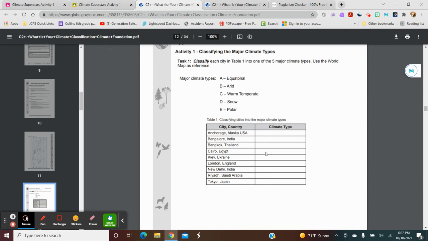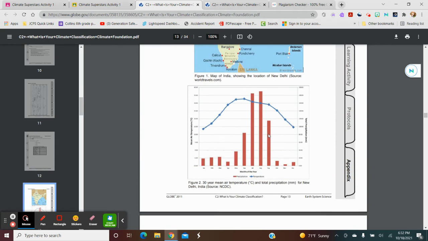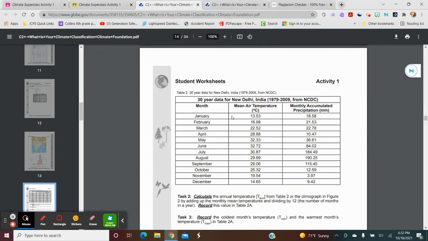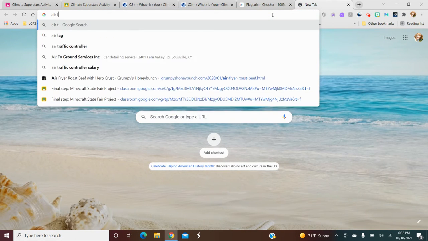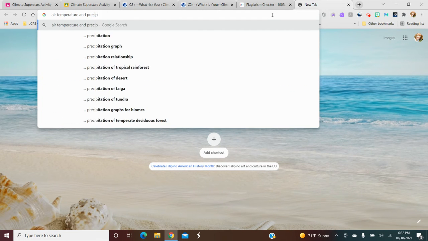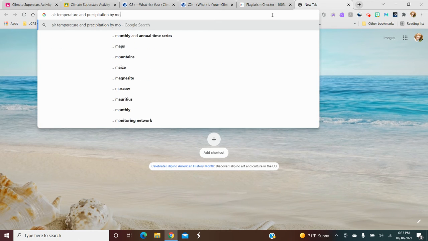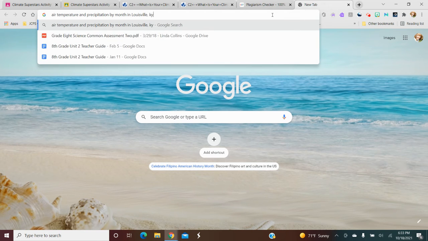And then they want you to classify these cities. Like Anchorage, Alaska, I would think it would be polar. That's just me. So going on down, and it may not. So then we're going to do India, and they go through India and they figure out the air temperature and the precipitation for every month of the year. I wonder if I can find that for Louisville. So if I look for air temperature and precipitation by month in Louisville, Kentucky.